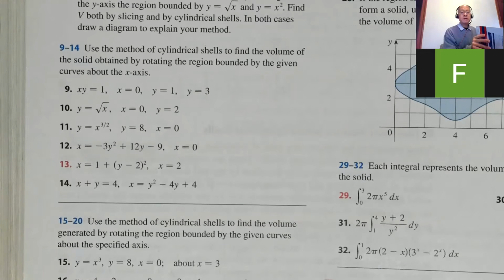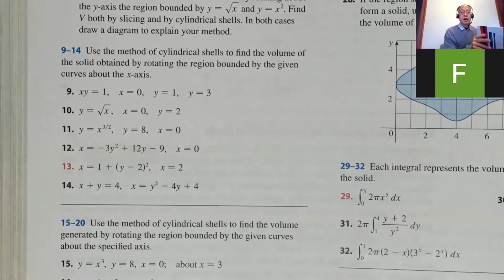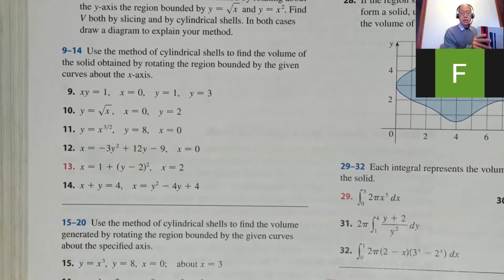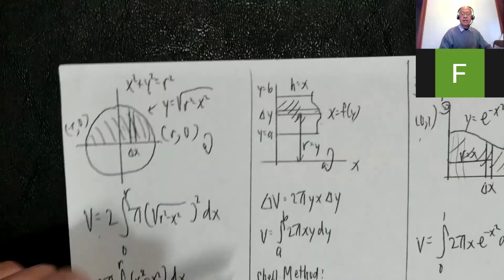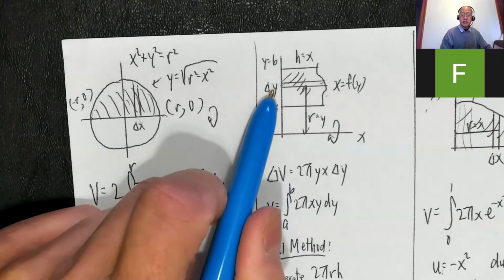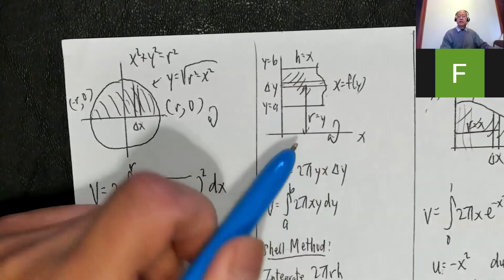Now, we have a set of problems, number 9. Use the method of cylindrical shells to find the volume by rotating the region about the x-axis. We're spinning about the x-axis. That's going to be like this. So my slices are going to be delta y. I'm going to go like this. So I'm going to try to integrate this way.